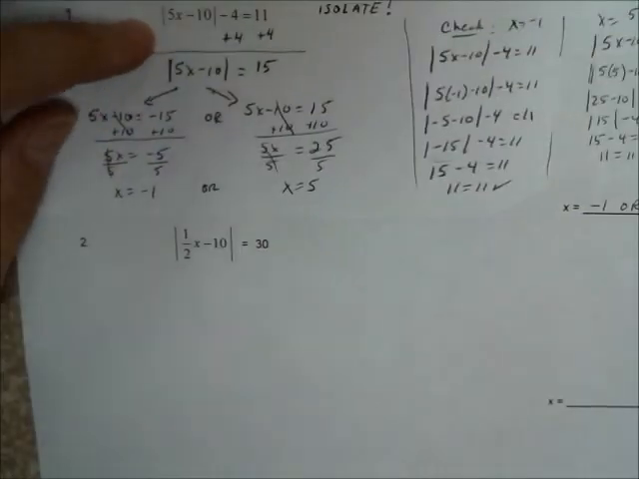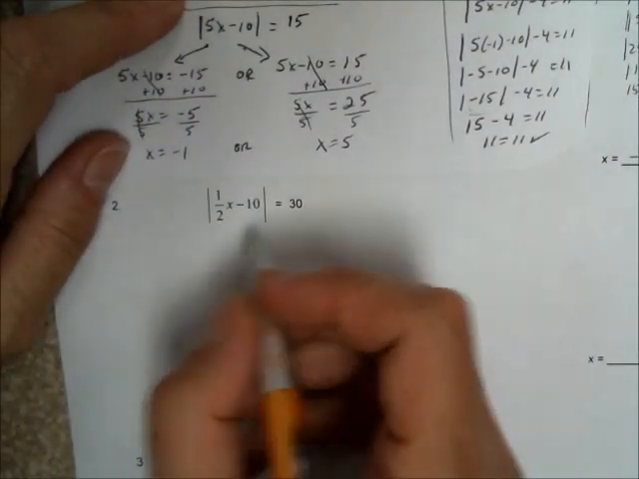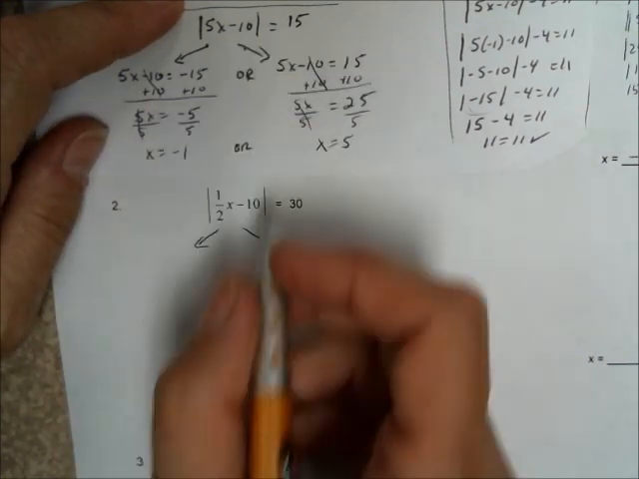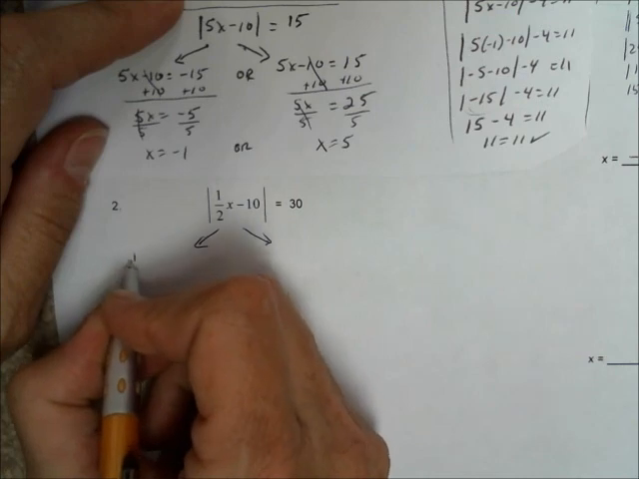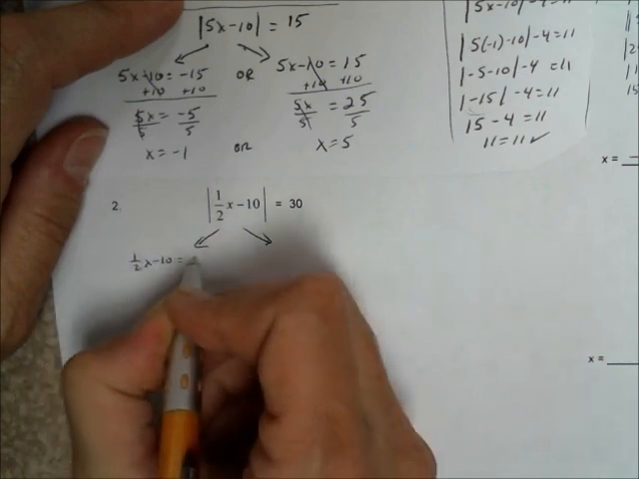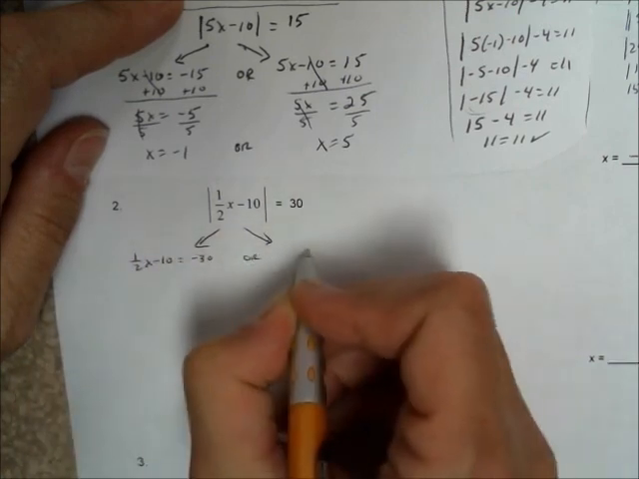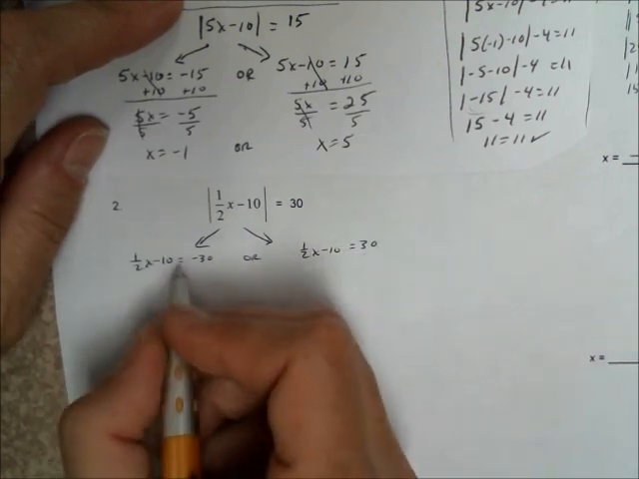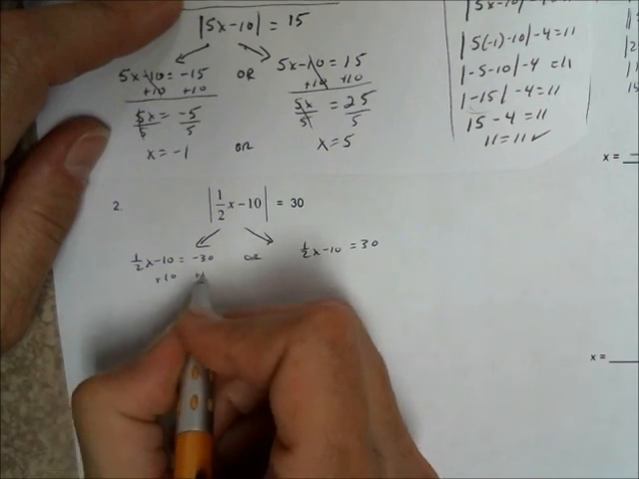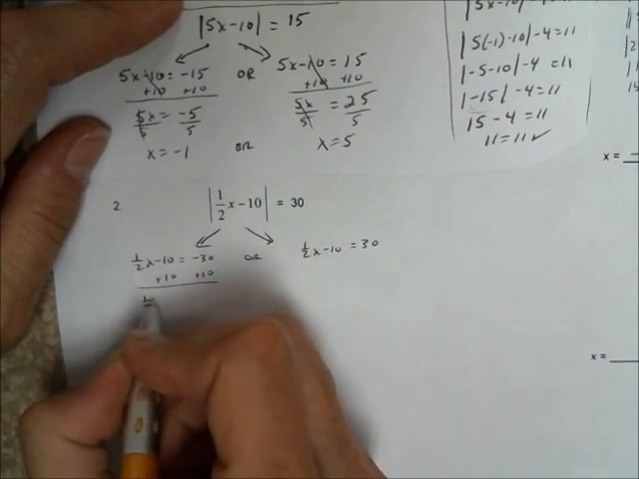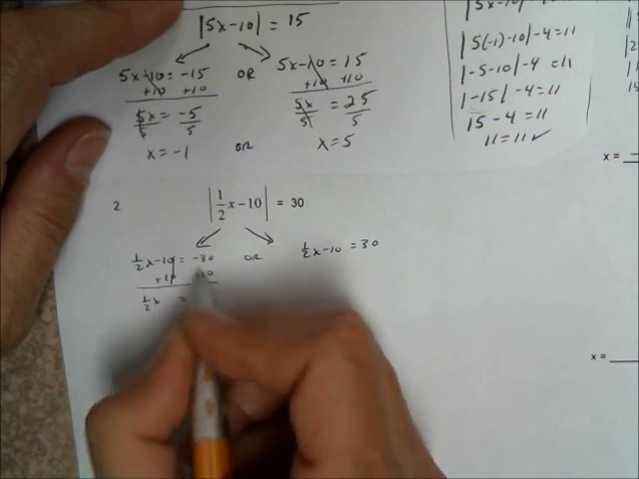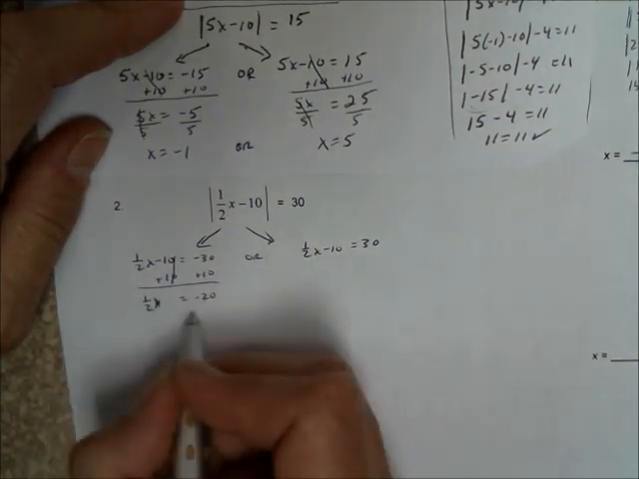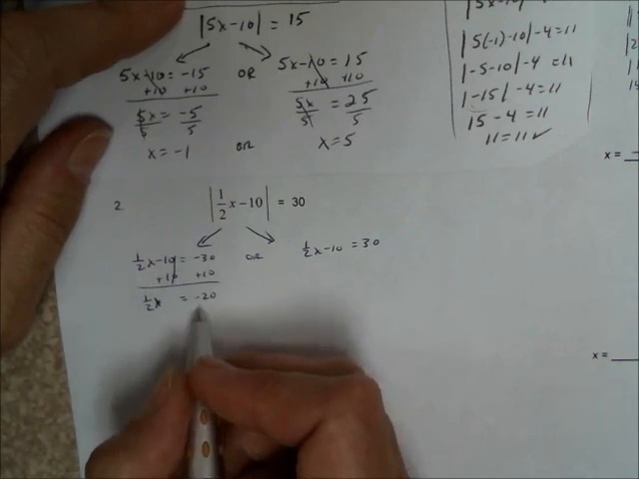Down here on the second example, the absolute value is already isolated, so you don't have to go through that first step of isolating like up there. All you have to do is write out 1/2 x minus 10 is equal to negative 30, or 1/2 x minus 10 is equal to positive 30. And go ahead and solve that by adding 10 to both sides, and you have 1/2 x, the 10's cancel out, equals negative 20.